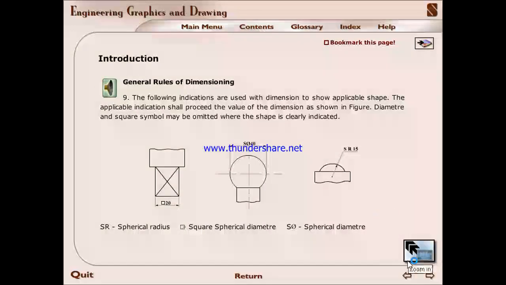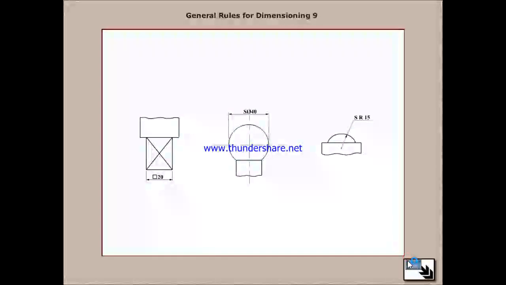Following indications are used with dimensions to show applicable shape. The applicable indication shall precede the value of the dimension as shown in figure. Diameter and square symbol may be omitted where the shape is clearly indicated. Capital SR is equal to spherical radius. Square is equal to square. S phi is equal to spherical diameter.